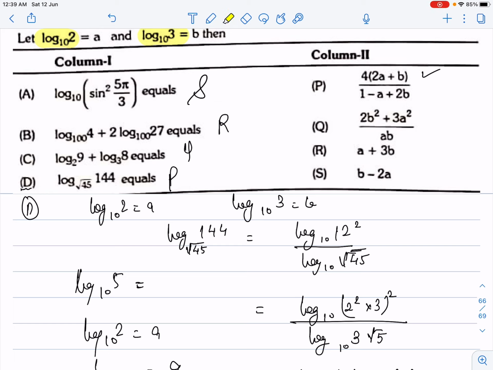So for part A I will be marking option S over here. For part B I will be marking option R over here. For part C I will be marking option Q over here. And for part D I will be marking option P over here.